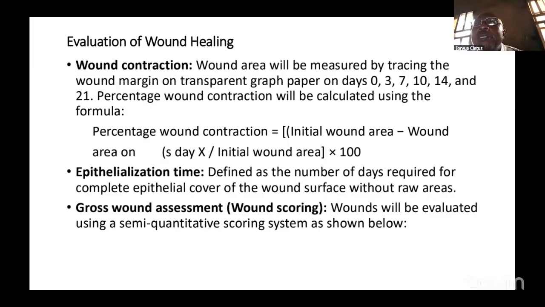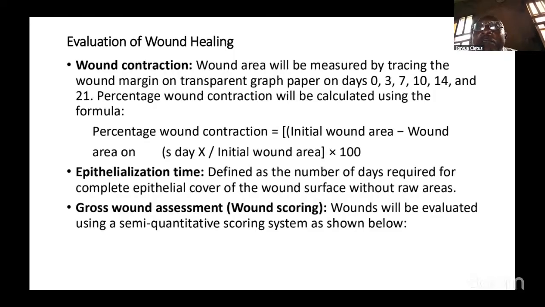Percentage wound contraction will be calculated using the formula below. Percentage wound contraction equals the initial wound area minus the wound area on day X, divided by the initial wound area, times 100. Epithelialization time is defined as the number of days required to complete epithelial cover of the wound surface without raw areas. Gross wound assessment.